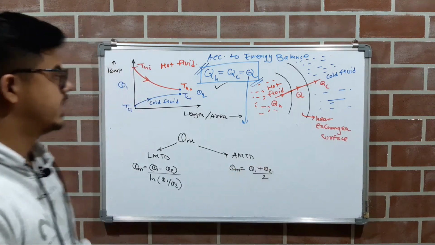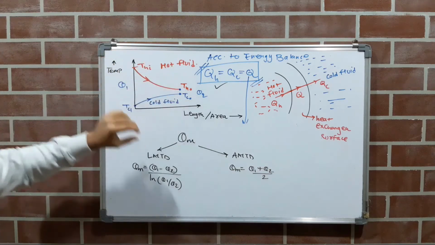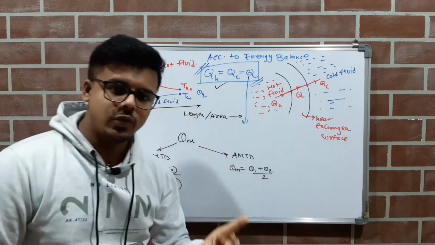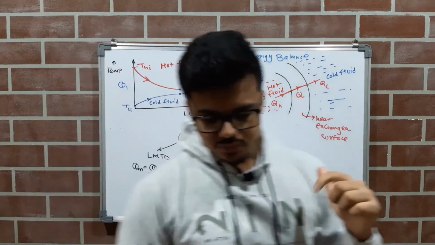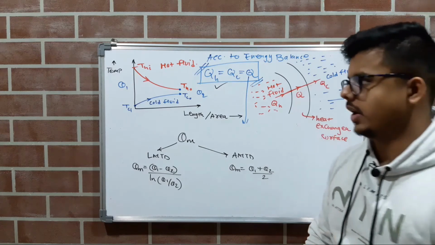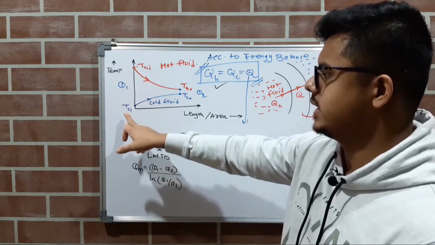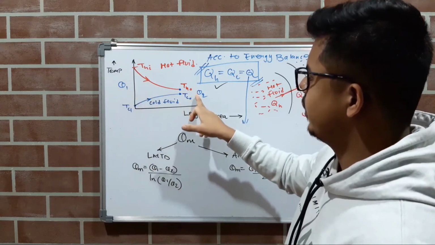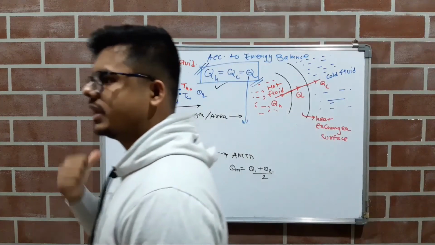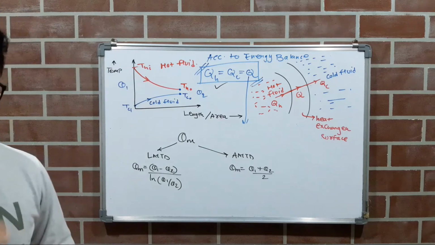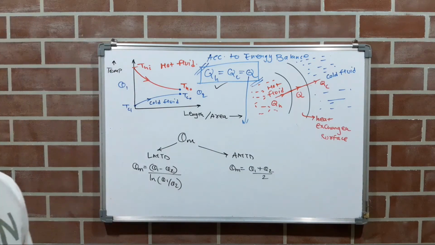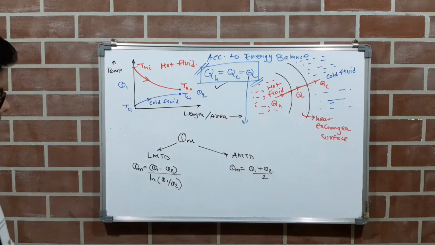Now what are theta 1 and theta 2? These are the end temperature differences. So this is theta 1 and this is theta 2. In counter flow also we have theta 1 and theta 2. I hope you remember. In parallel flow, theta 1 is THI minus TCI, and theta 2 is THO minus TCO. If you don't know what theta 1 and theta 2 are, please see the first video of my heat exchanger lecture. I will provide the link in the top right corner.